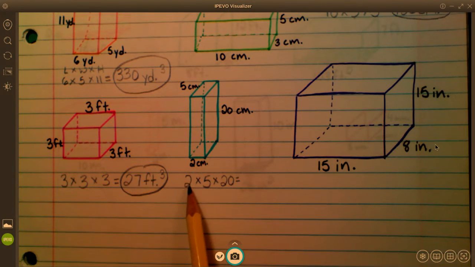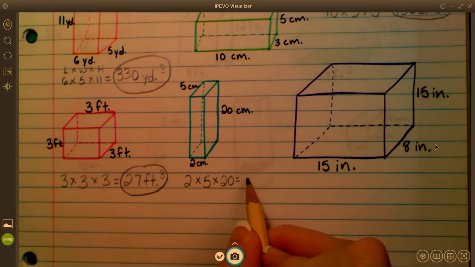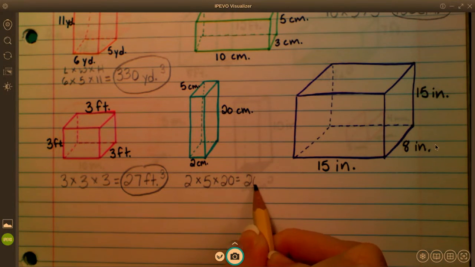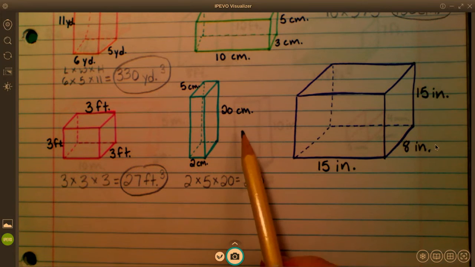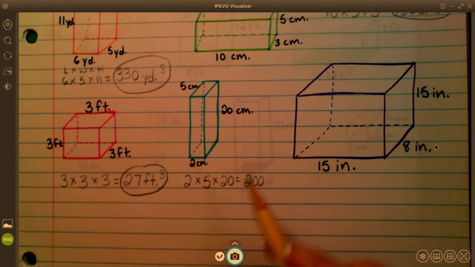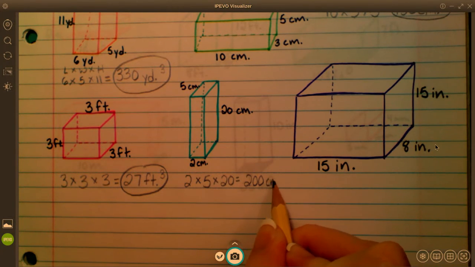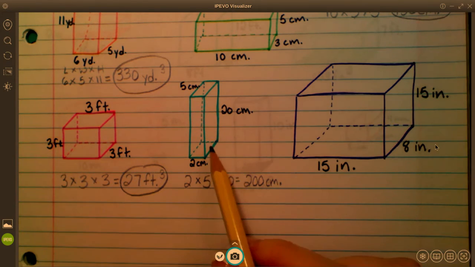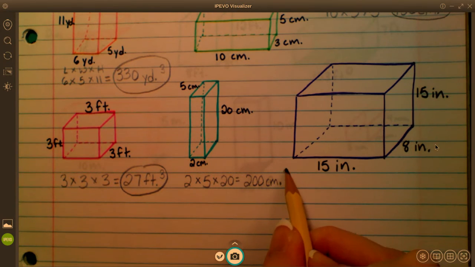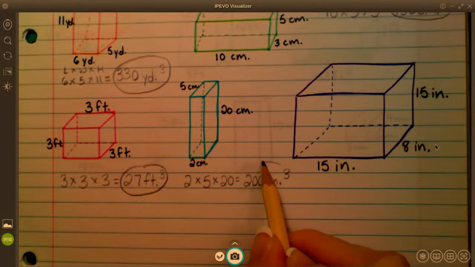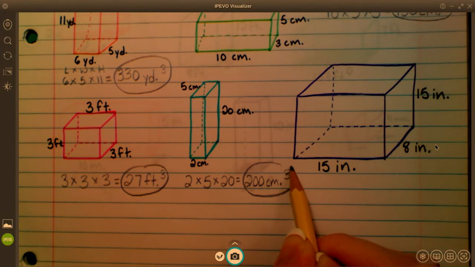So, working left to right. 2 times 5 is 10. 10 times 20 is 200. They give me the unit centimeters, centimeters, centimeters, centimeters. And I'm finding the volume of a 3D object, so I need to cube it. So 200 centimeters cubed.